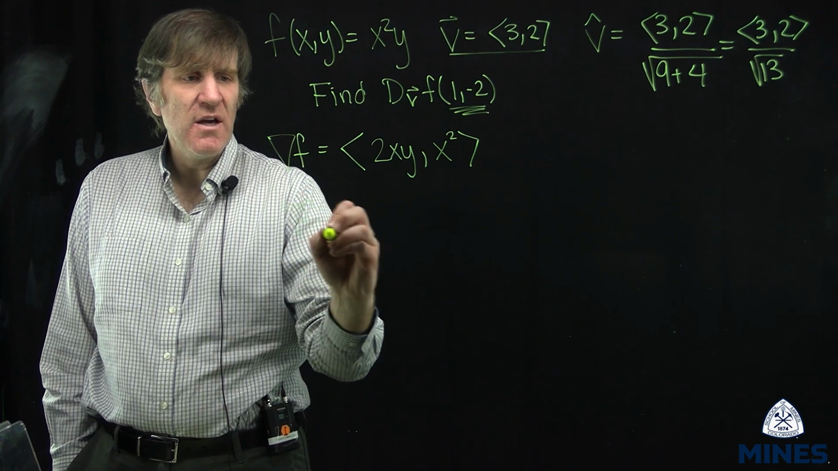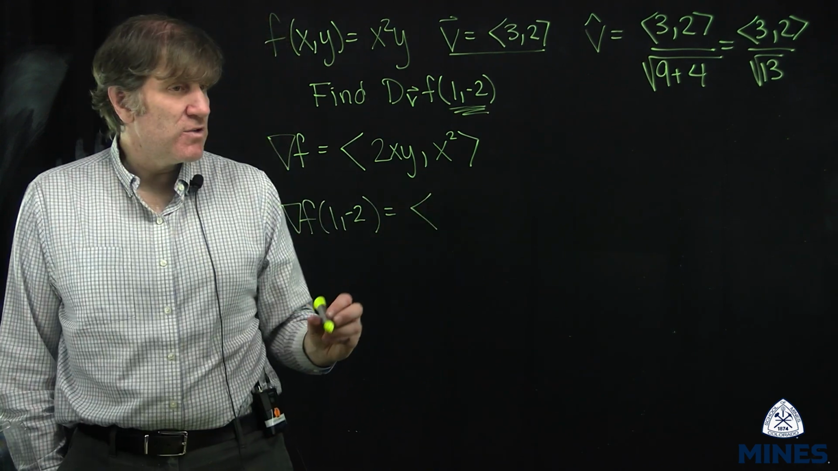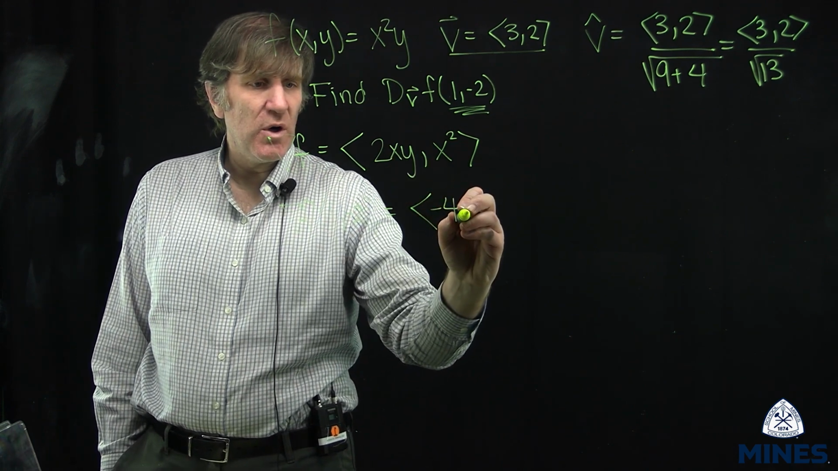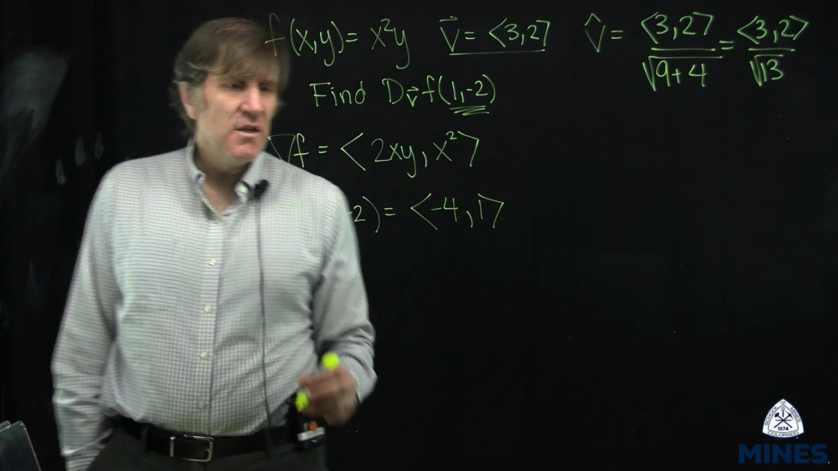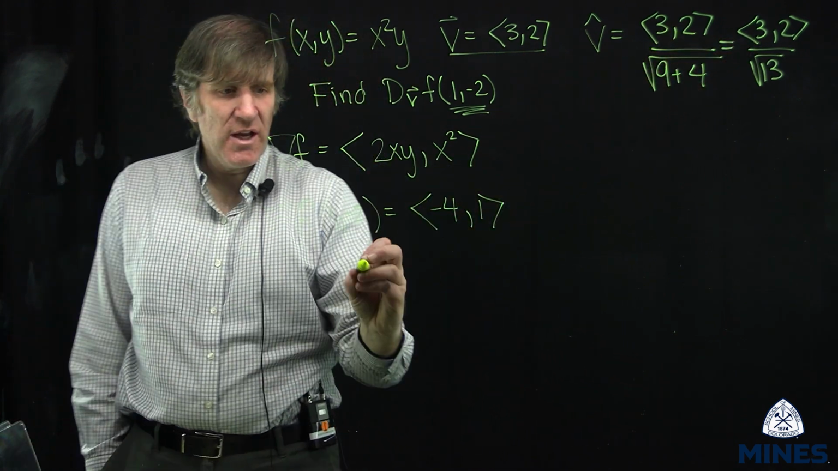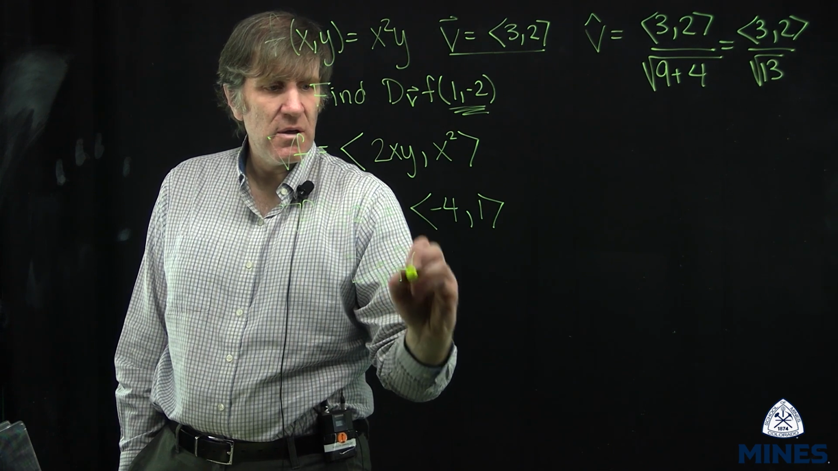So our gradient at 1 comma minus 2, we just plug in those values for x and y. Plug in a 1 for x and a negative 2 for y, and we get negative 4 comma 1. So that's our gradient, and this is our direction, and the directional derivative is the dot product.